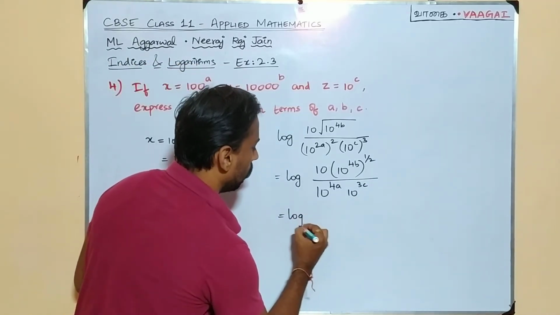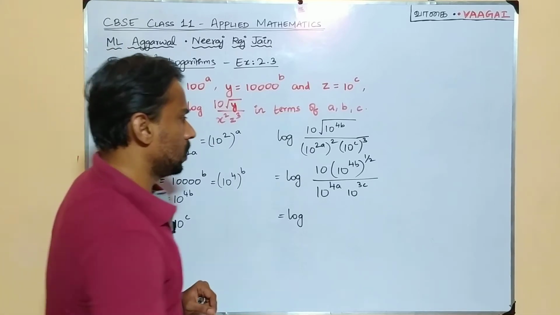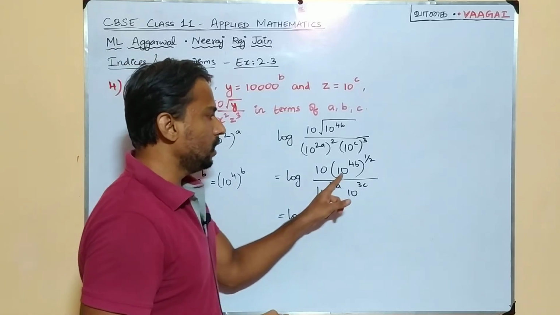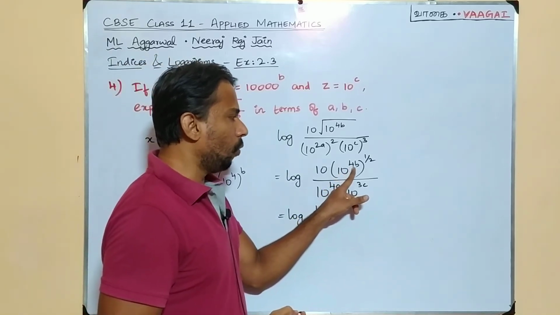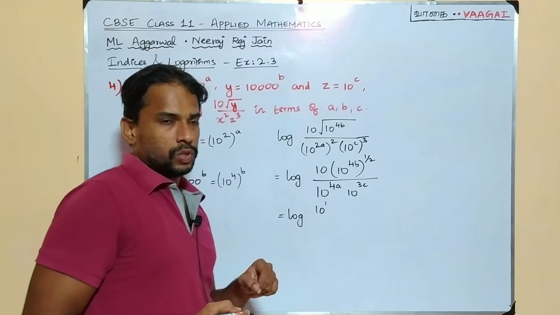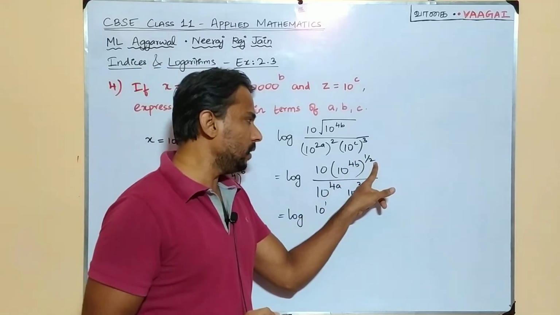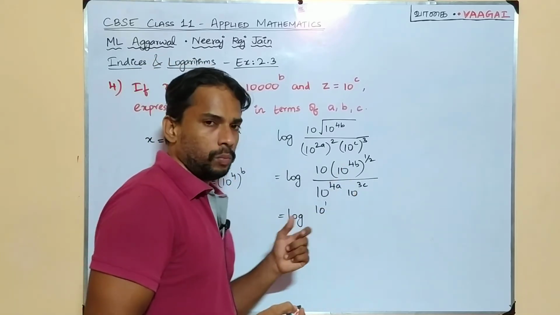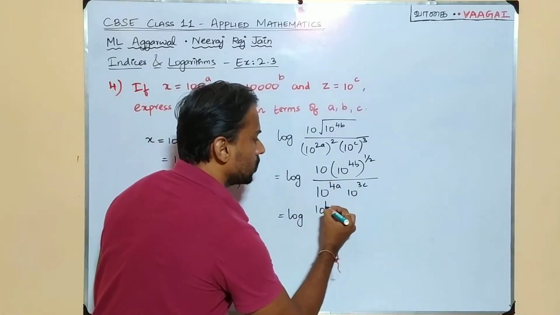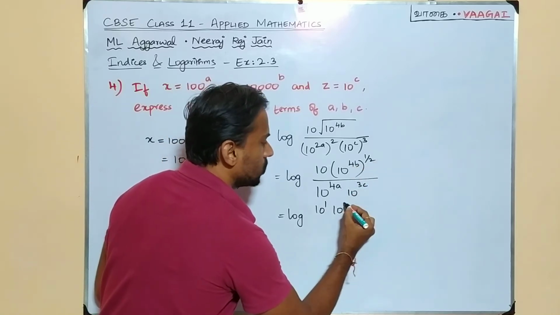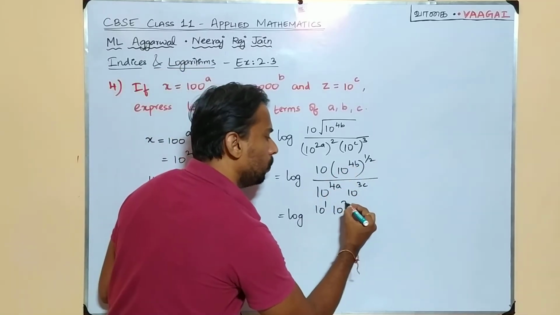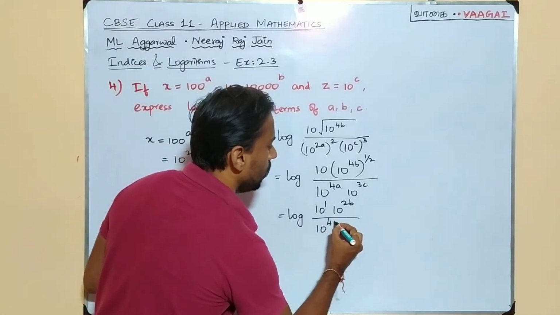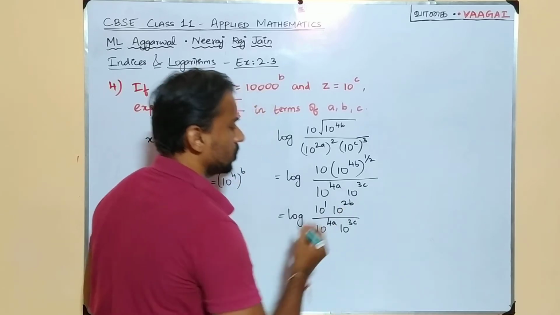Continue this: log of, this is like 10 power 1. And here we have 10 power 4b to the power half, so again I can multiply this half with this power. This becomes 10 power 4b into half, and 4b into half will become 2b. Simple, right? Divided by 10 power 4a into 10 power 3c. This will become like this.